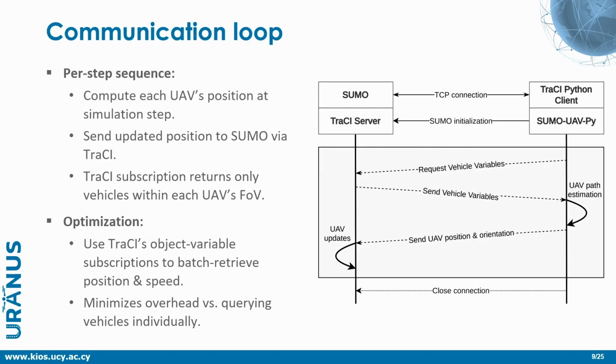To achieve that, we use this communication loop. It's a TCP connection. TraCI communicates with SUMO and the plugin to request the vehicle variables we need, like the speed and the position. We send it to SUMO. SUMO sends the vehicle variables back. We calculate the field of view. We calculate which vehicles are inside this field of view, and we use the subscriptions, so we have a better optimization. It's really very fast relative to the conventional way. And the UAV updates, and we take the output file as well.